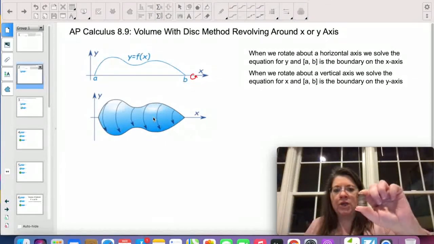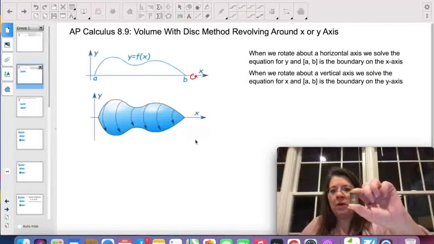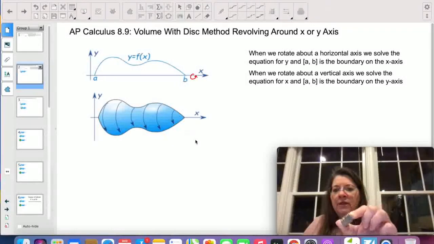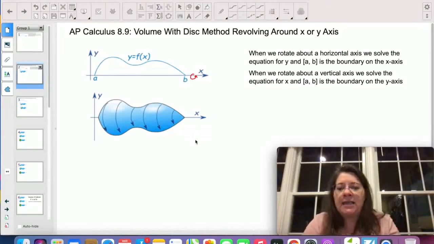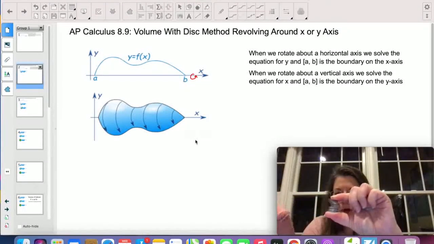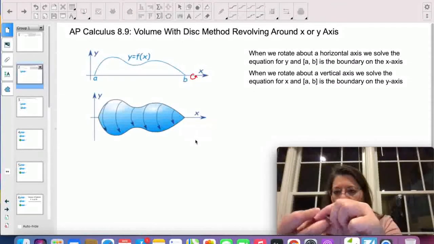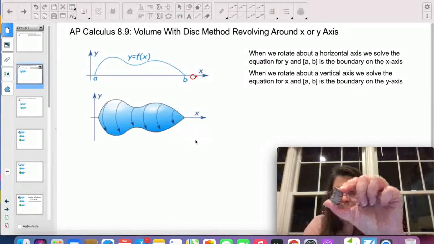Well, what we're going to do, we're going to separate this shape into an infinite number of little cylinders like this. So if we decide to take the volume of one of those little cylinders, well, if we add up all of the volumes of these little cylinders and add them together, we've got our final volume of the entire shape.